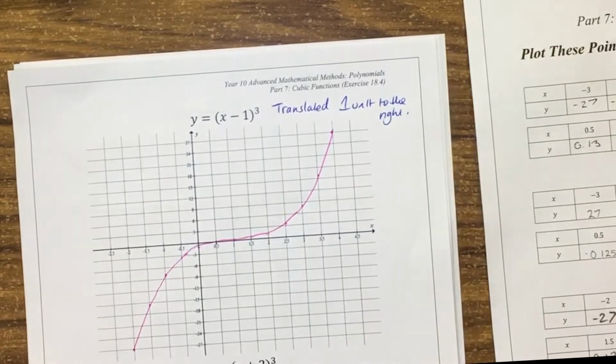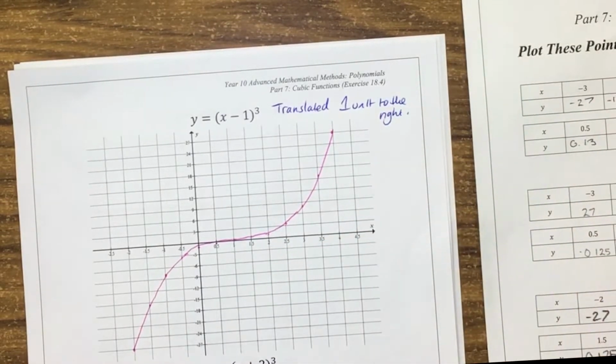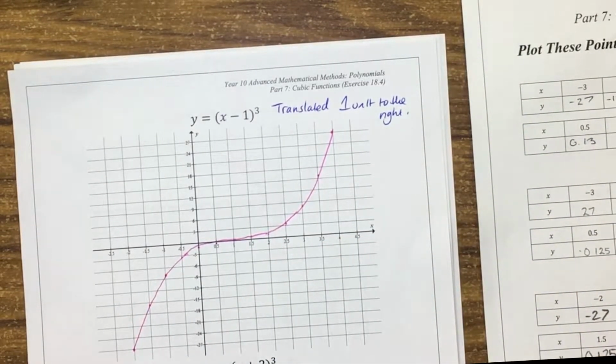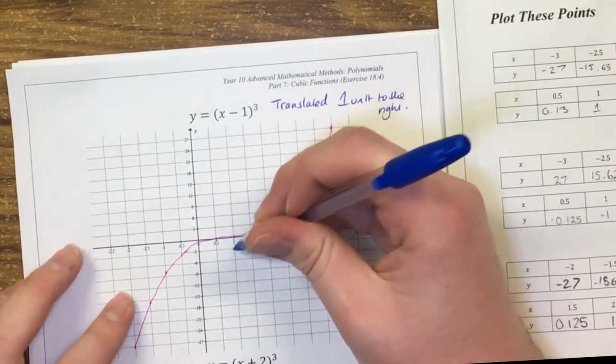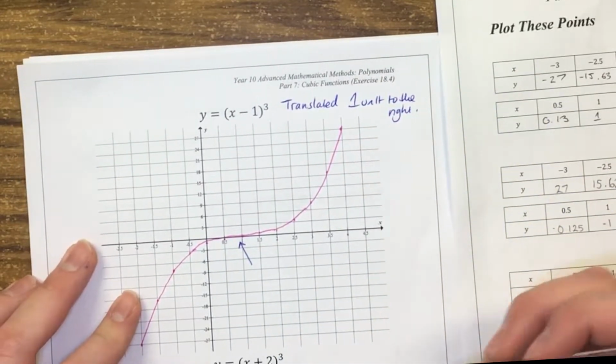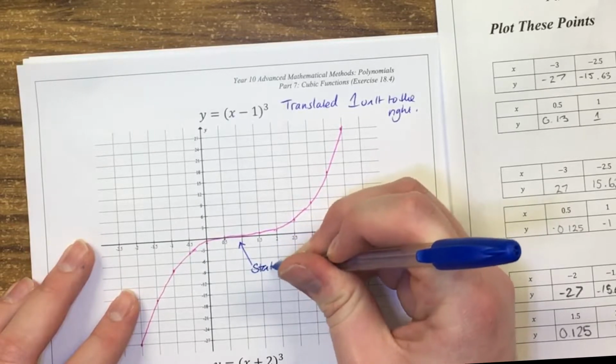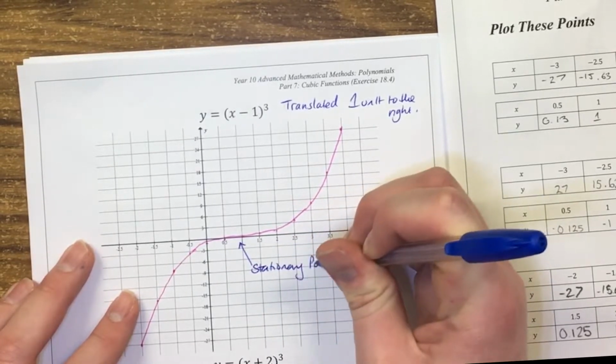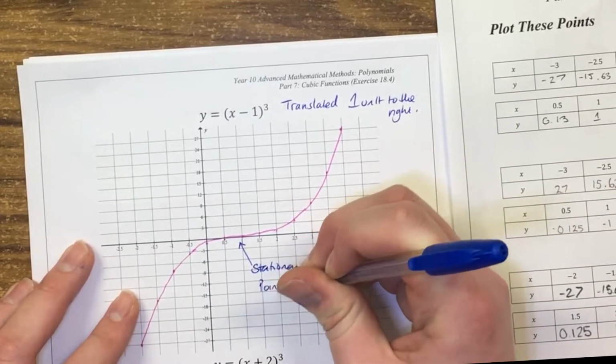Now you might be wondering, how do you work that out? So with parabolas we refer to its turning point. Well, cubics don't have, or this particular form of cubic doesn't have a turning point. Its stationary point, which is here, it's actually got a very special name, and it's called a point of inflection.